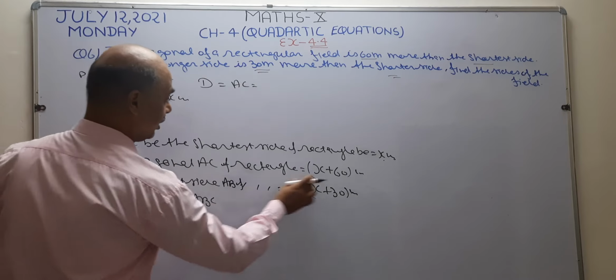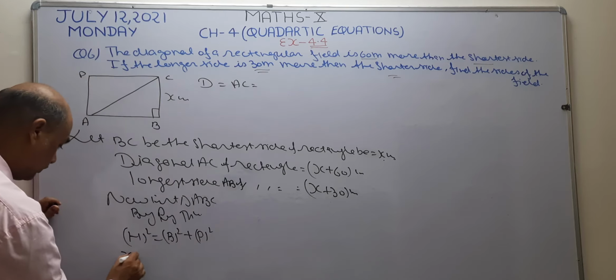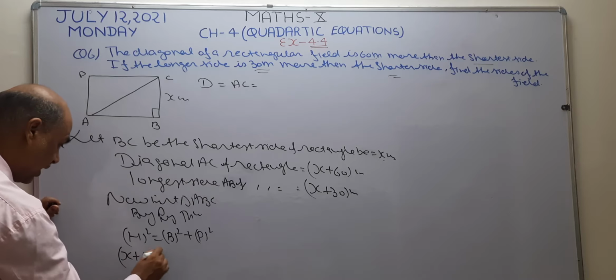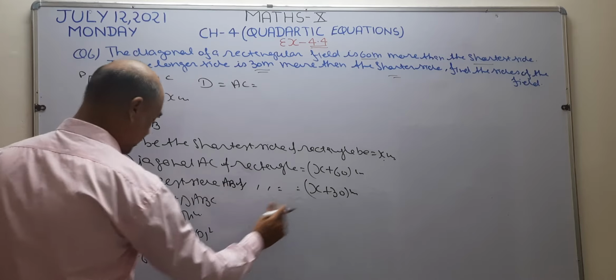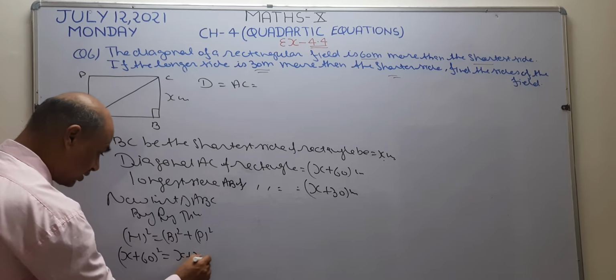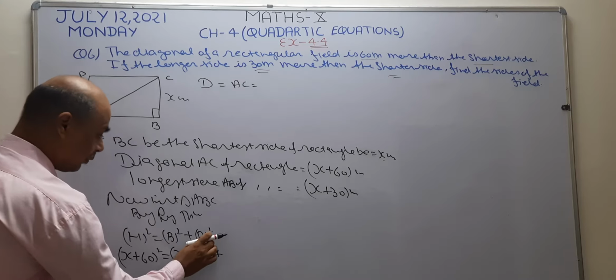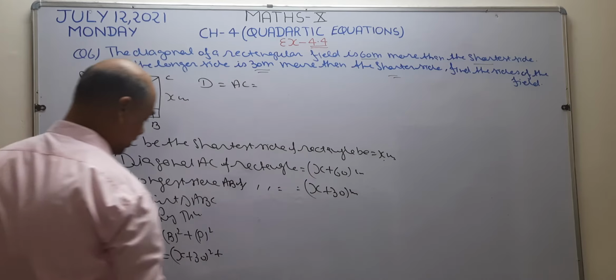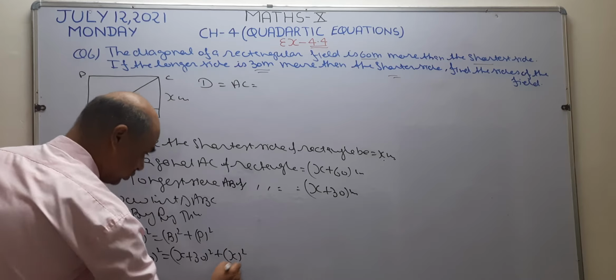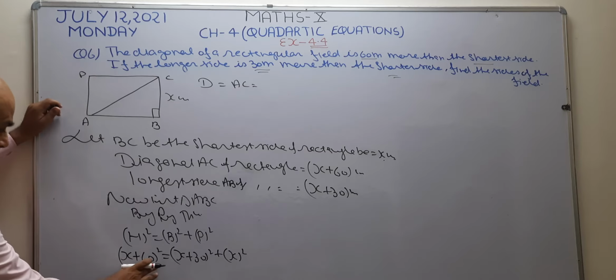What is the hypotenuse? The hypotenuse is the given diagonal, x plus 60. I write here x plus 60 and square. The base is AB. AB is given x plus 30. So I write here x plus 30 and its square. Now the perpendicular means this side, and this is the shorter side of the rectangle. So write here x square. Okay. Now I am going to open the brackets.